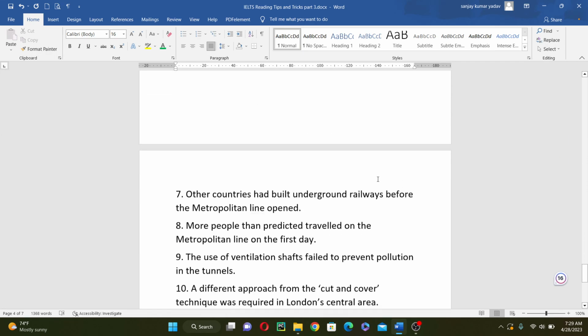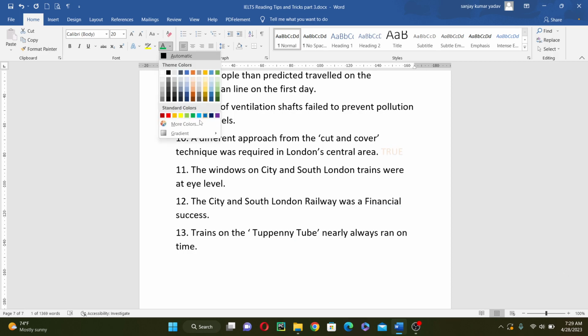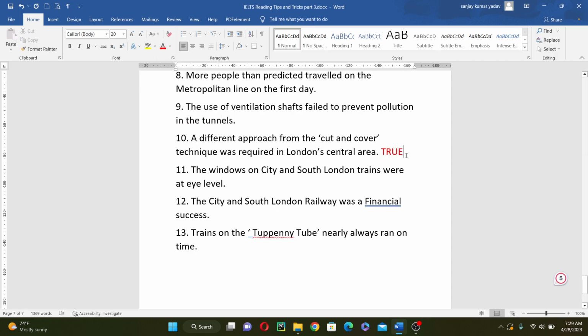Well, of course, what would the answer be? True. So just write it true. Okay, I'll mark it in red so that it would be distinguishable.